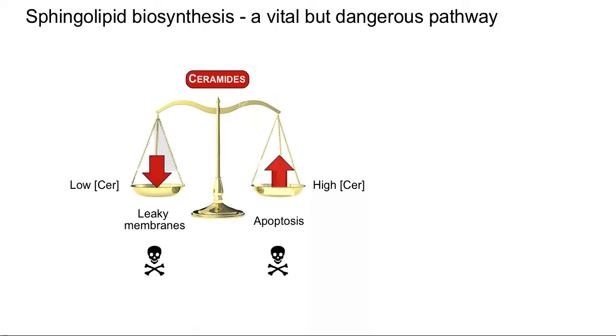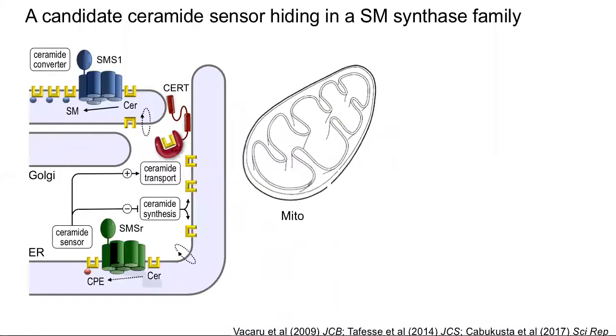So this confronts cells with a very nasty dilemma. If they don't make sphingolipids, they die of leaky membranes. And if they do make sphingolipids, they take the risk of killing themselves in the process. So what then are the molecular principles by which ceramides kill cells, and what mechanisms are in place to prevent this from happening, so to make sphingolipid biosynthesis safe? These are some of the questions I would like to go into a bit deeper.